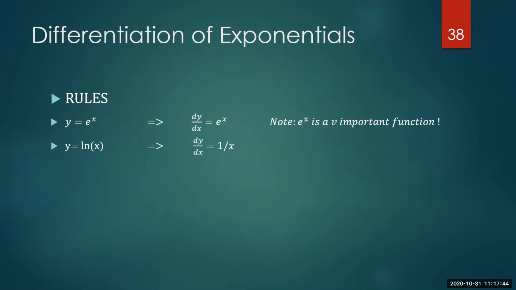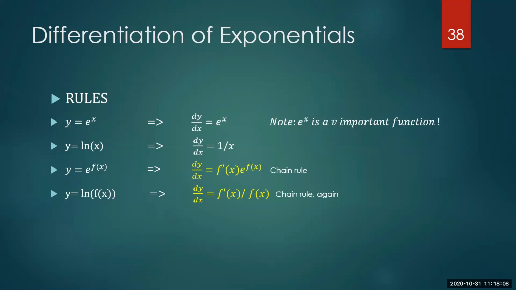If y is the natural log of x, and I'd remind everybody that the natural log is the log to the base e of x, then dy dx is equal to 1 over x. And if y is e to the power of some function of x, then dy dx is equal to f dash of x by e to the power of f of x. And that's simply the chain rule.